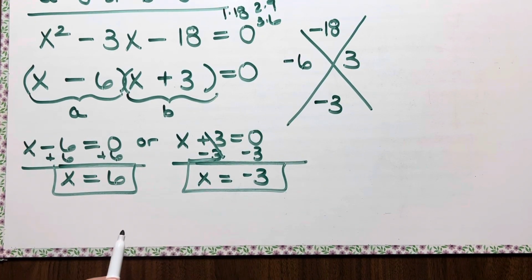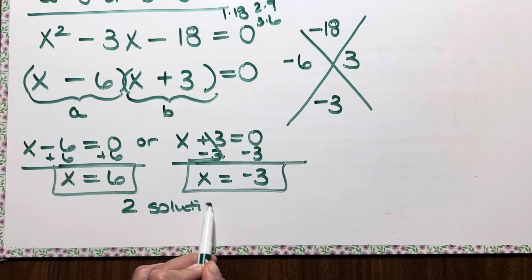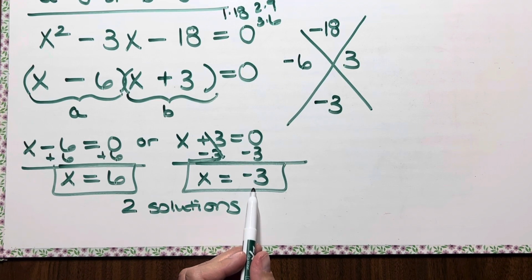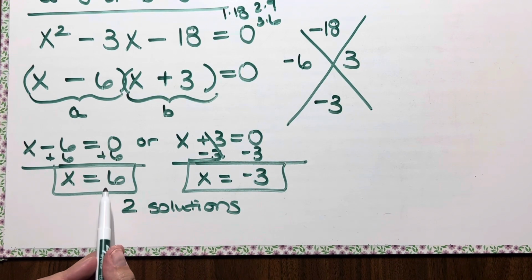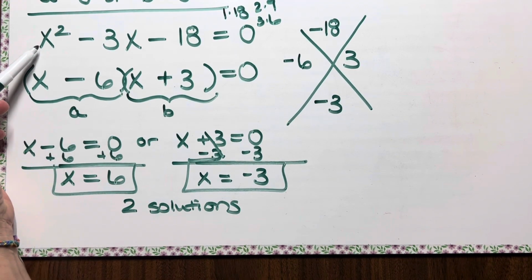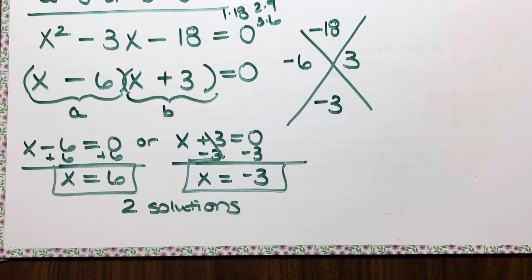Something else to remember about quadratics: since the degree is 2, you should get 2 solutions to your equation. I did get 2 solutions, and I can go back and substitute in the 6 and the negative 3 into my original equation if I want to check it, or if you're required to check it in class, just to make sure that my solution is correct. And that is how I solve a quadratic equation using factoring.